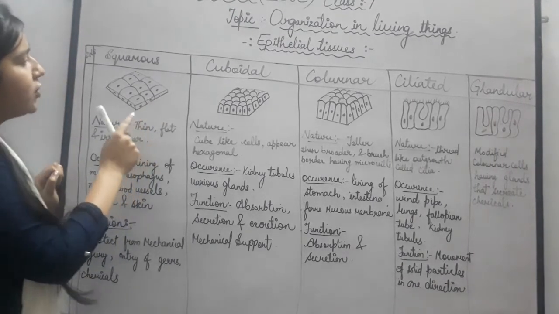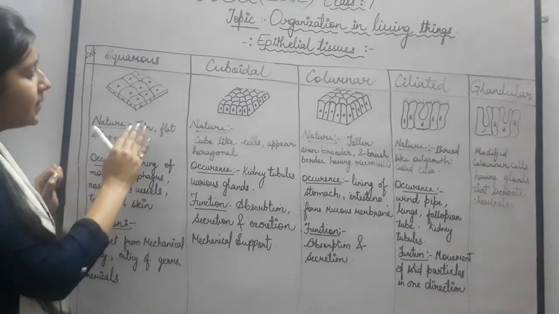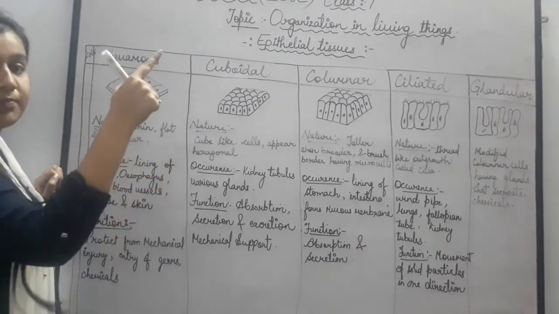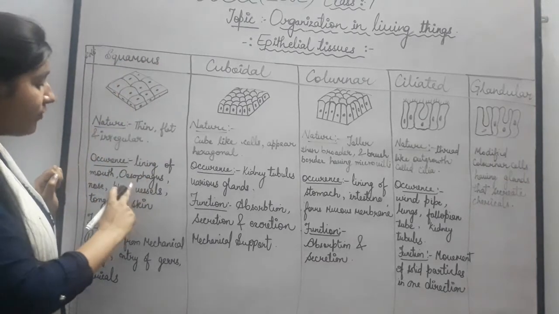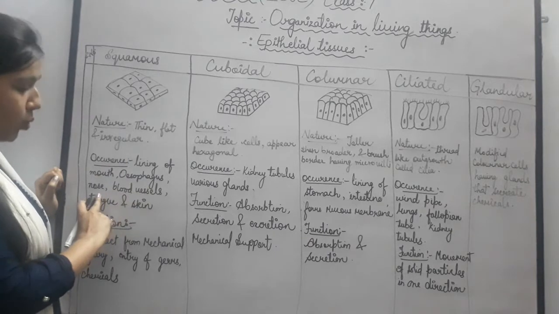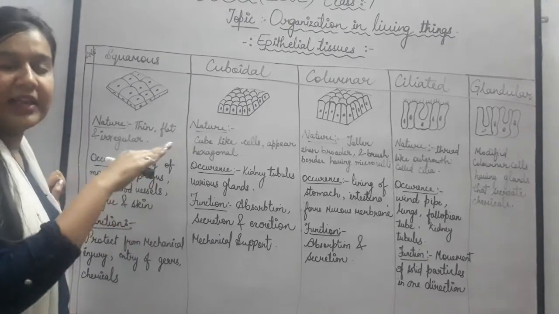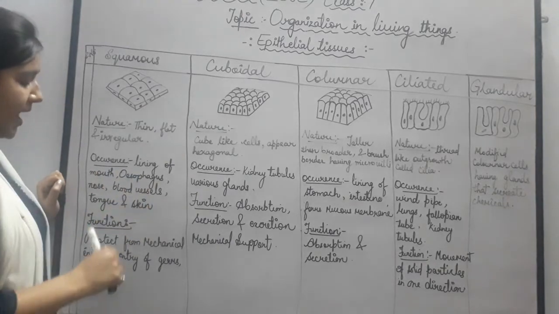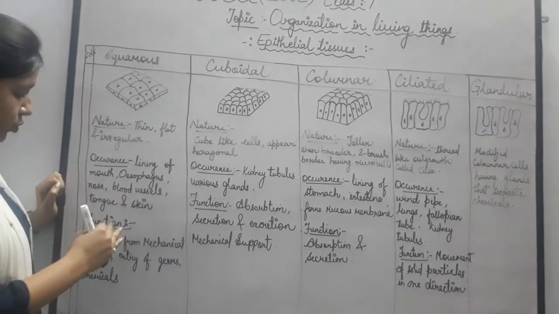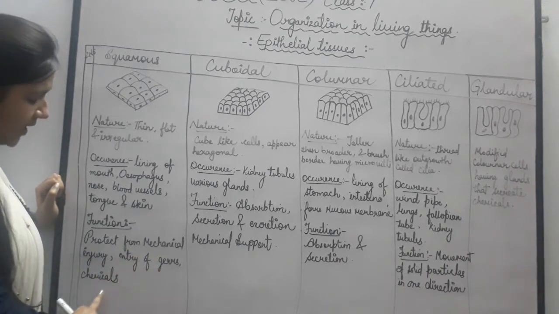Such types of tissues are known as squamous epithelial tissues and they occur mainly in the lining. It makes the lining of the esophagus, food pipe, mouth, nose, blood vessels, tongue and skin. They are present generally in the lining of these organs, and the main function of these tissues is they protect from mechanical injury, entry of germs and chemicals.